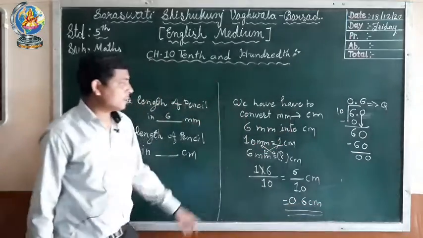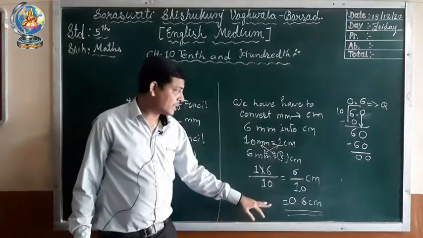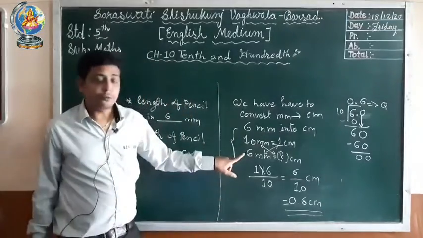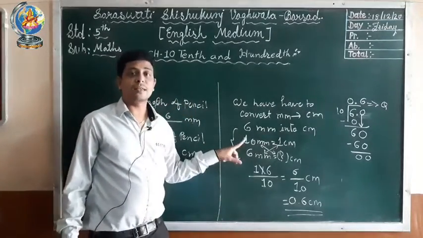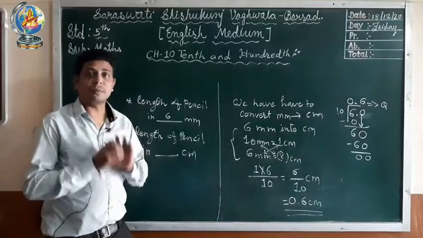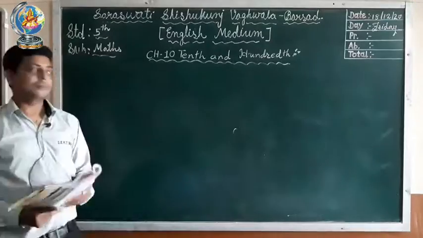So 6 mm, if you are going to convert into centimeter, then you have to use this formula to get the answer in centimeter. Hope you have understood how to convert millimeter into centimeter. Okay. Now we will go to the next topic.